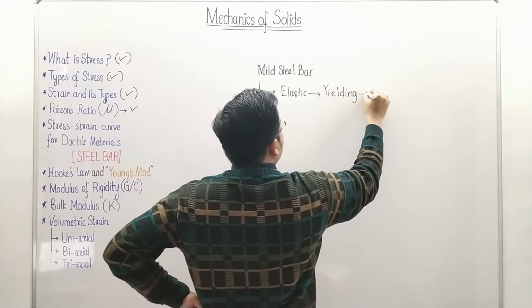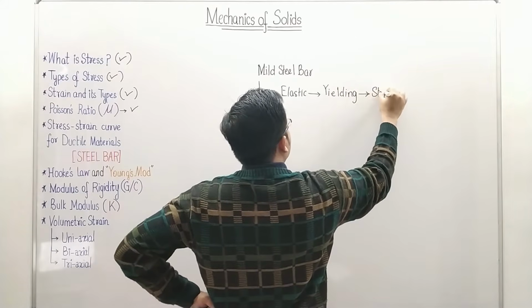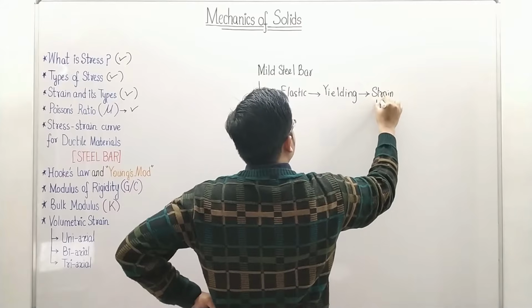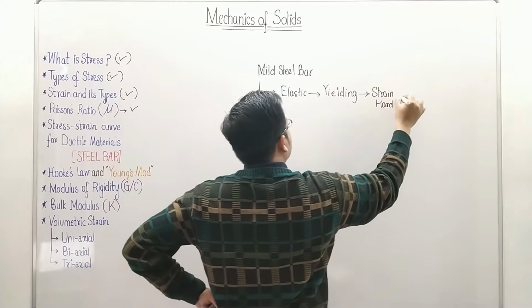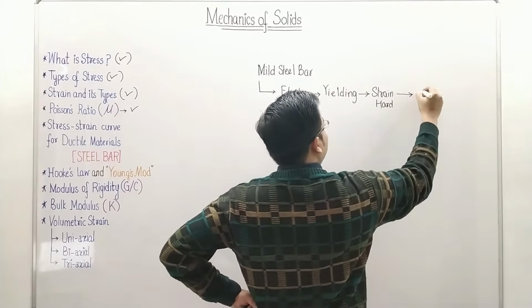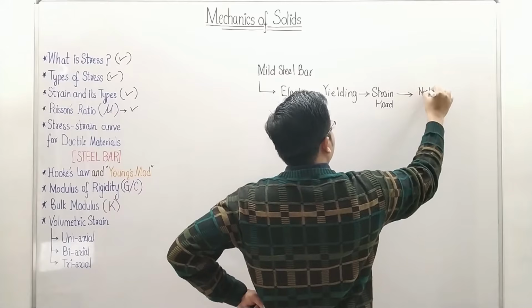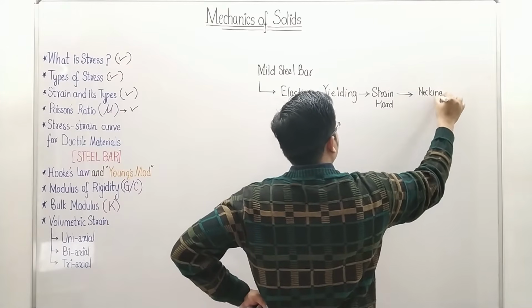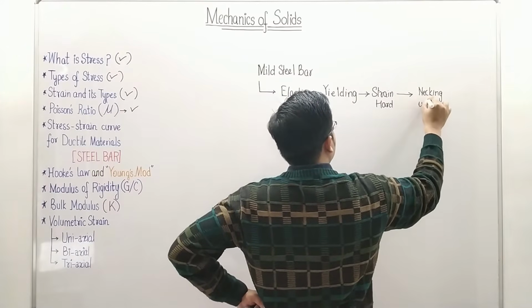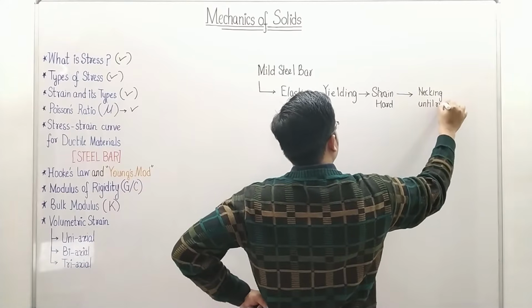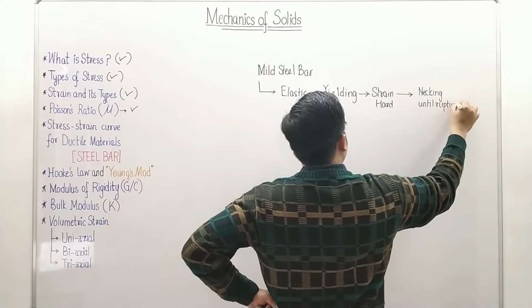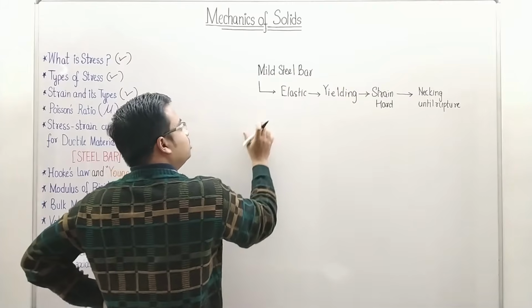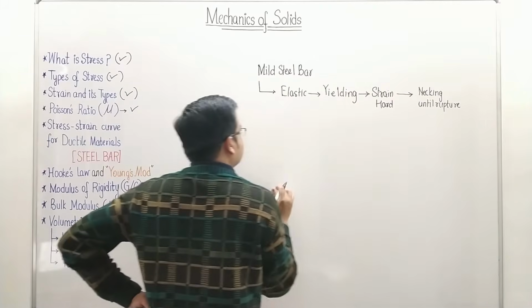Yielding is then followed by strain hardening. And once strain hardening is over, this is then followed by necking. And necking ends with rupture. Necking until rupture. That's it. Now, these are the four phases. And there are some more materials which show these characteristics.